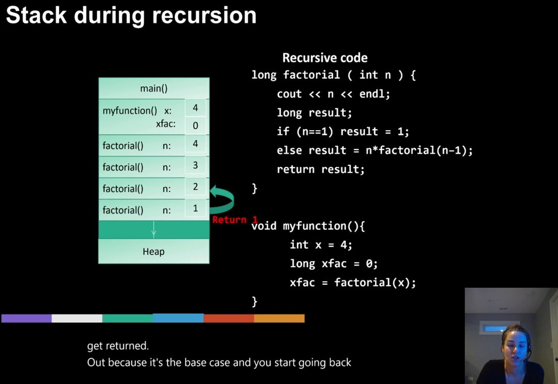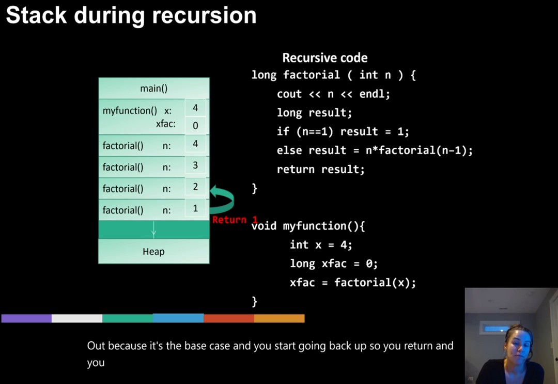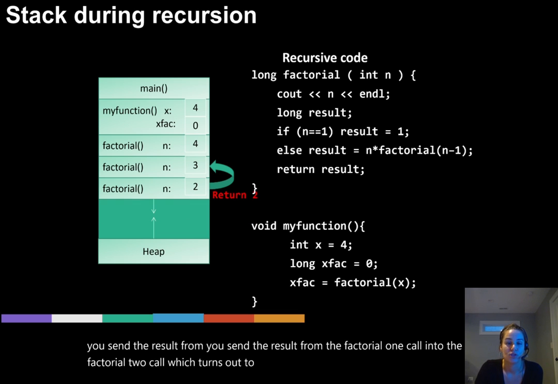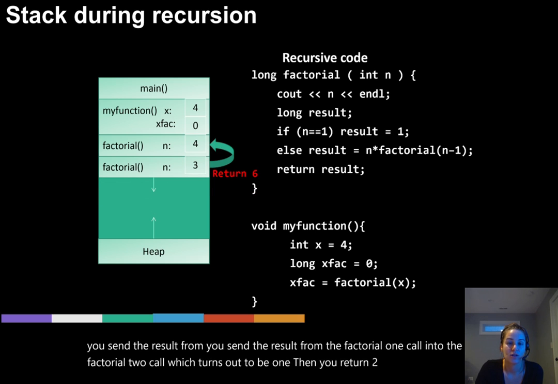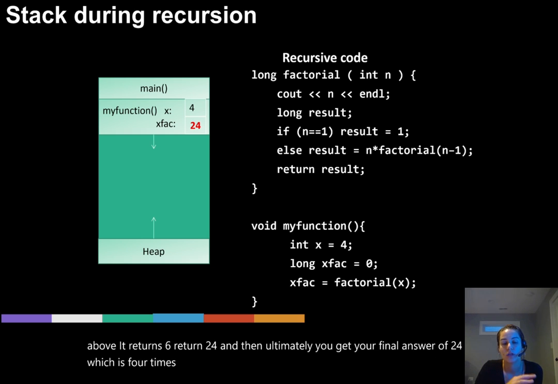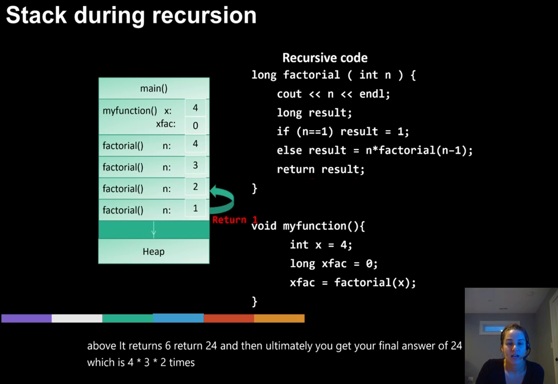So you return and you send the result from the factorial 1 call into the factorial 2 call, which turns out to be 1. Then you return 2 into the one above it, return 6, return 24, and then ultimately you get your final answer of 24, which is 4 times 3 times 2 times 1. So that's kind of what that looks like.